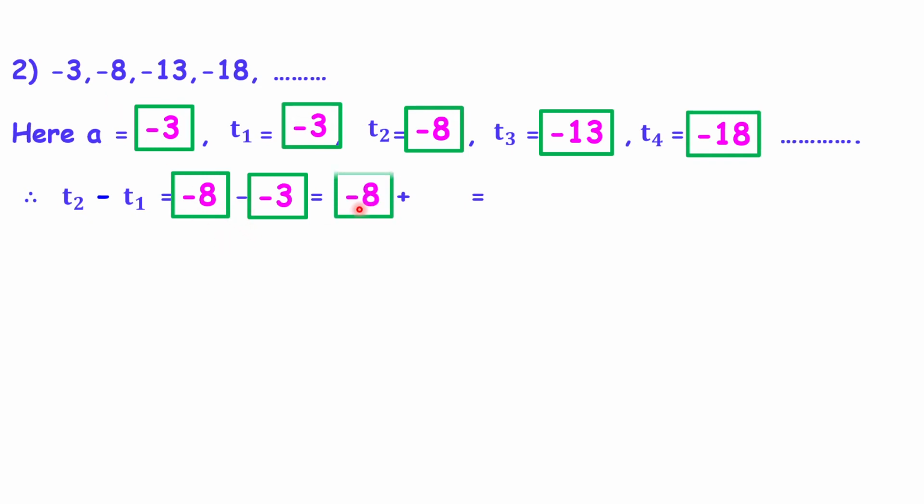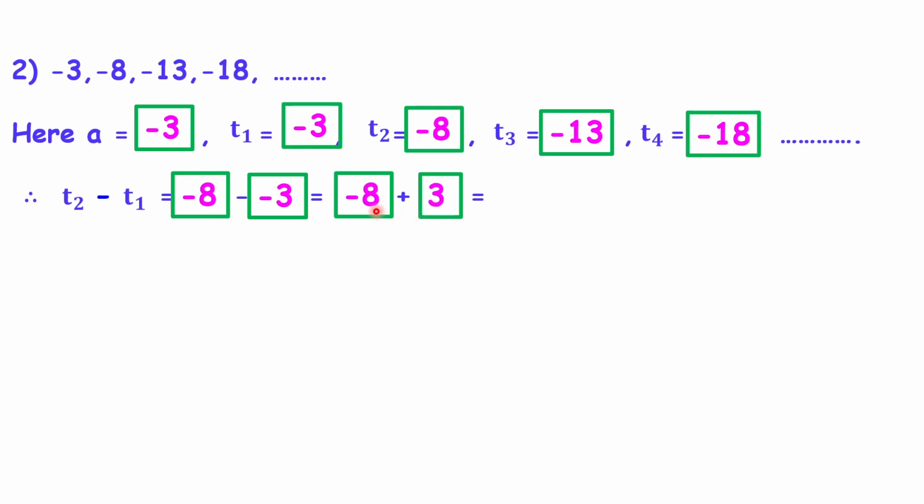Now negative 8 as it is, minus into minus becomes plus 3. Minus 8 plus 3: that means 8 has a negative sign and 3 has a positive sign. That means these two numbers have opposite signs. Therefore, we have to take subtraction.